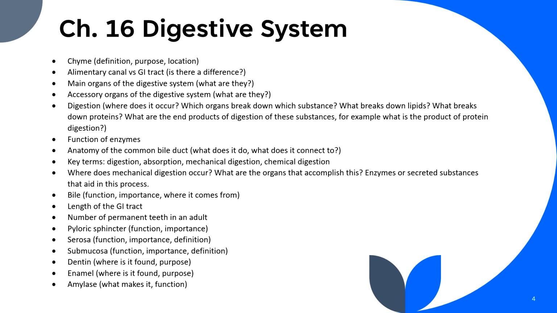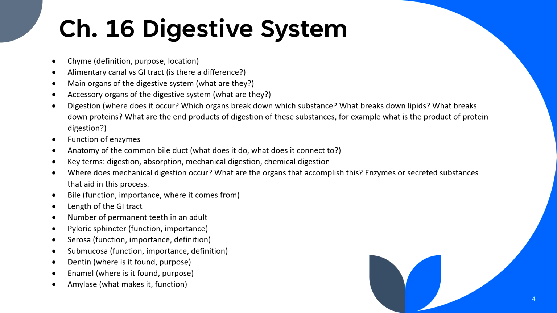Serosa, function, importance, and definition. So we can flip back onto page 364. The serosa is the outermost covering or coat of the digestive tube. It is composed of serous membrane. It can also be known in the abdominal cavity as our visceral peritoneum. The double fold of serosa extending between the visceral and parietal layers not only helps anchor the organs of the digestive tract to the posterior abdominal wall, but it also helps keep these abdominal organs in their places.